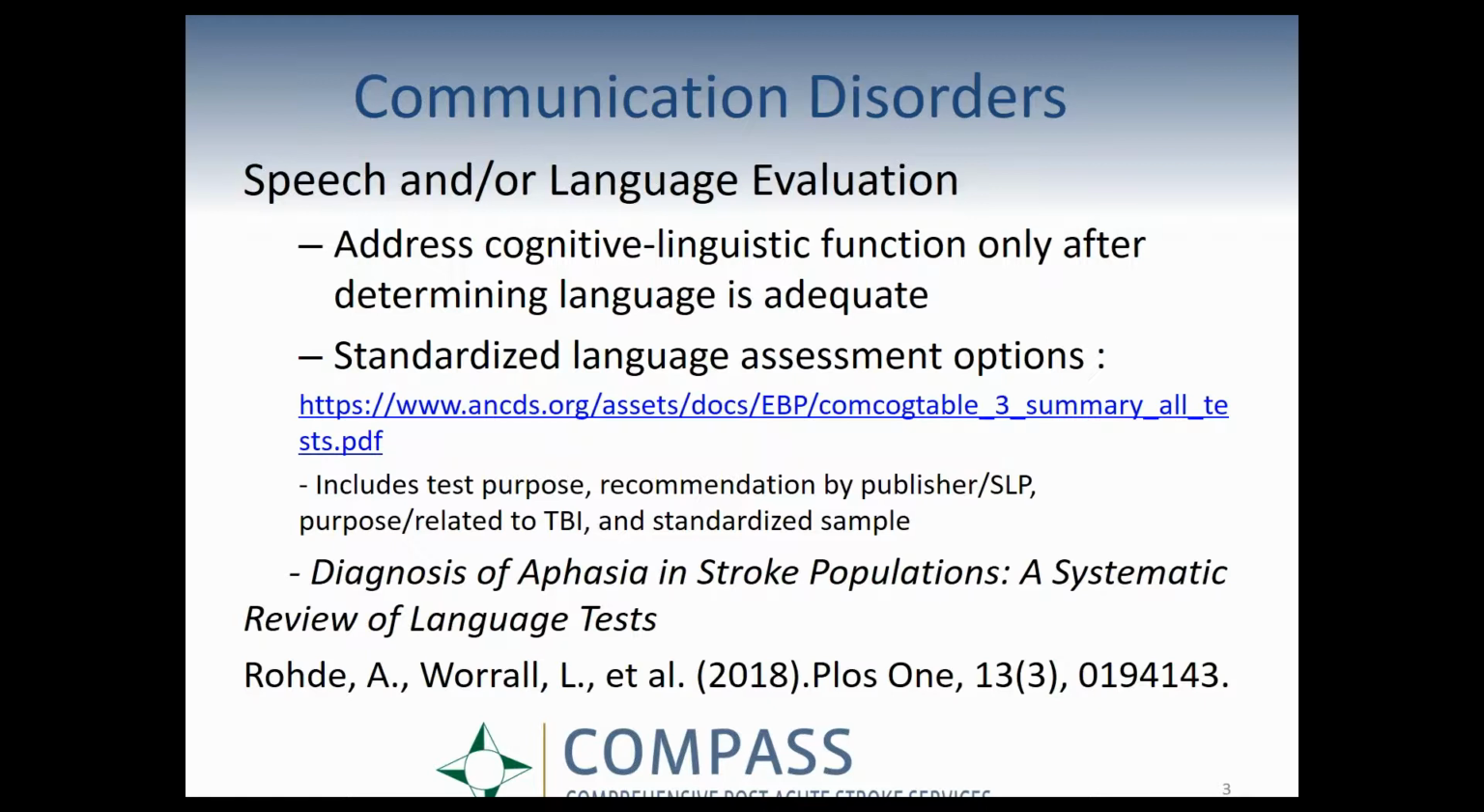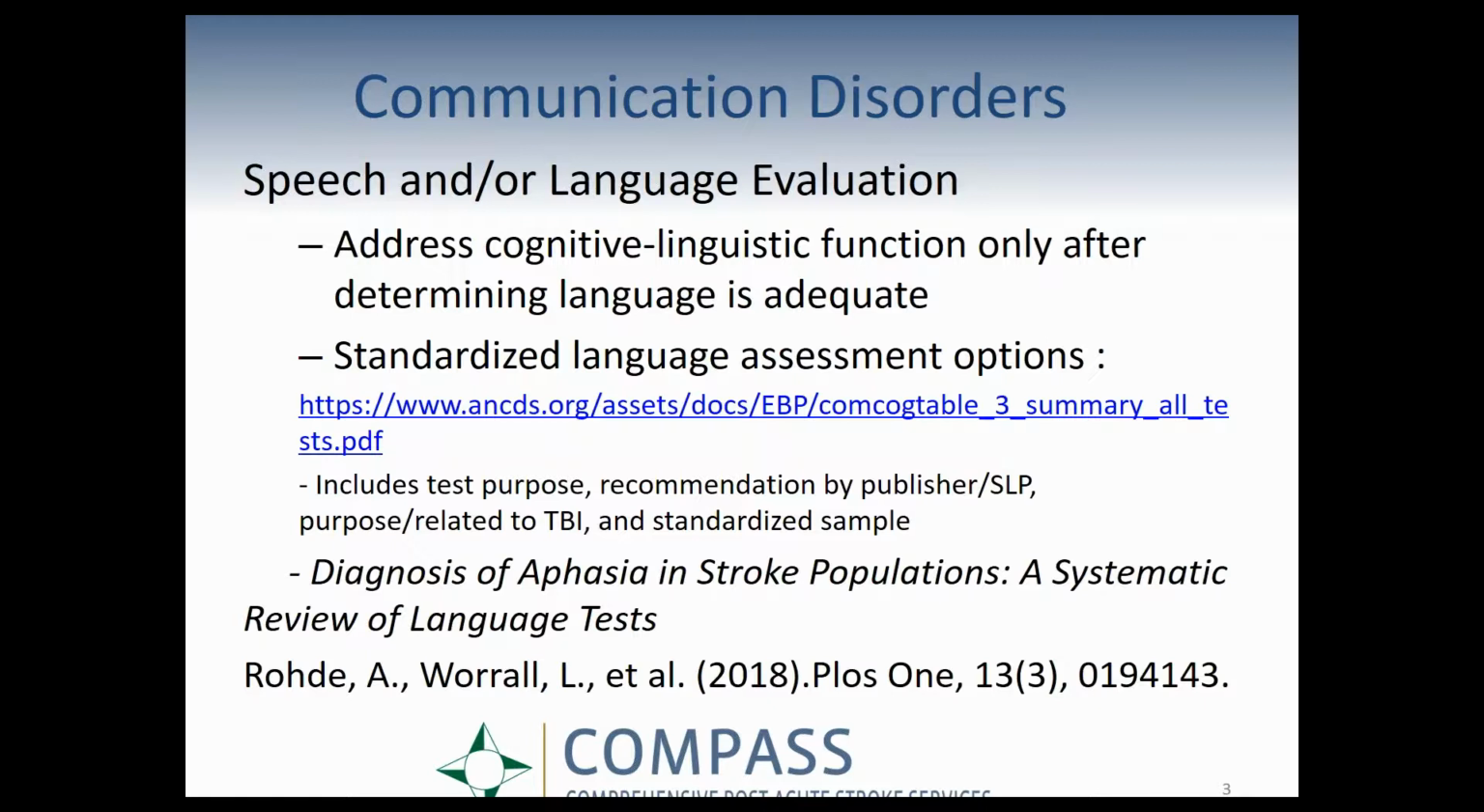There is this website that addresses a pretty exhaustive list of standardized language assessments. It also has cognitive linguistic assessments, which I should have updated this slide after I finally read through all of them. It gives the purpose of the test, if it's recommended by the publisher or speech-language pathologist, and it also provides the standardization sample and a brief blurb to talk about how it was tested so you can decide if that's a test you want to use.